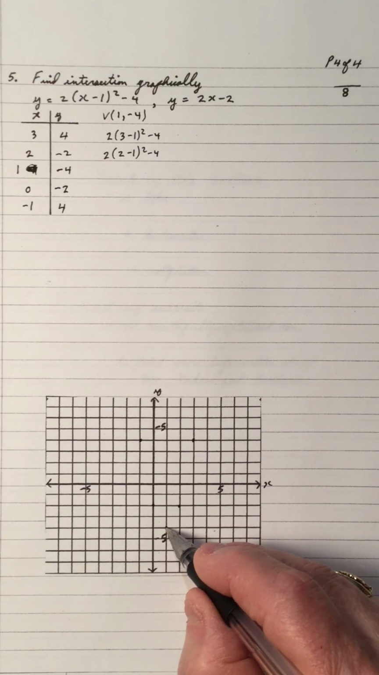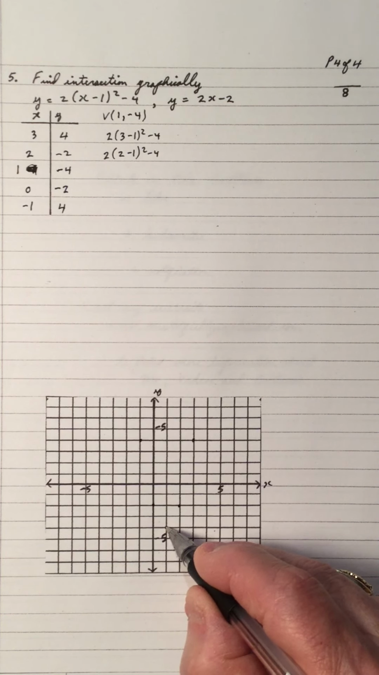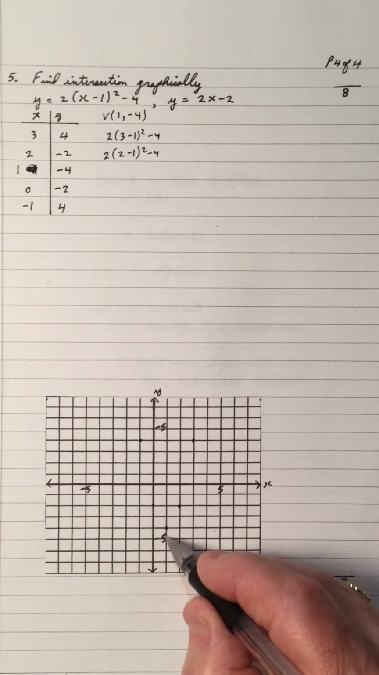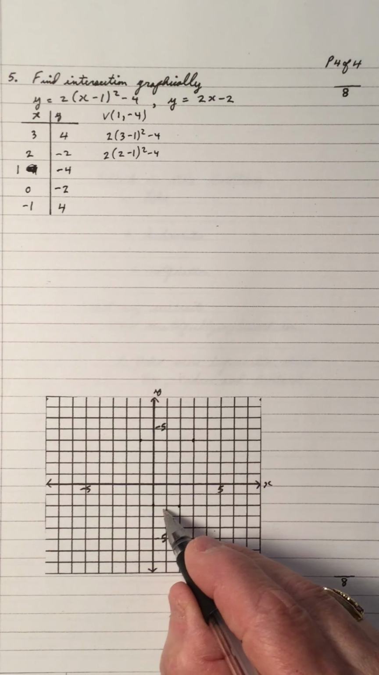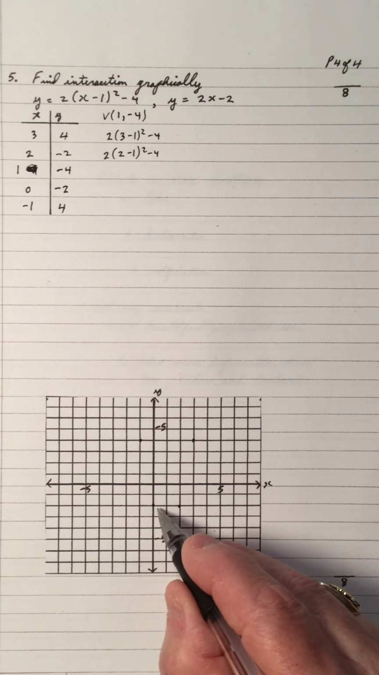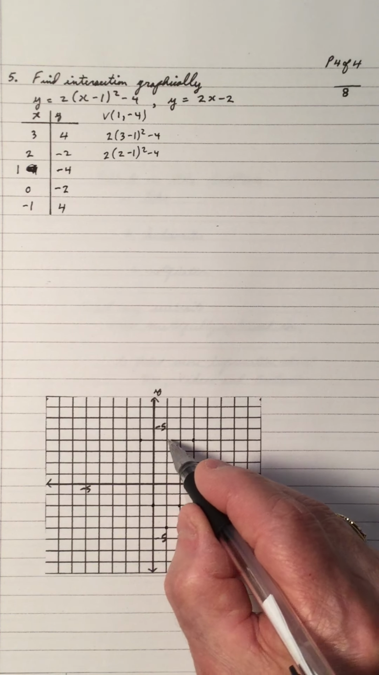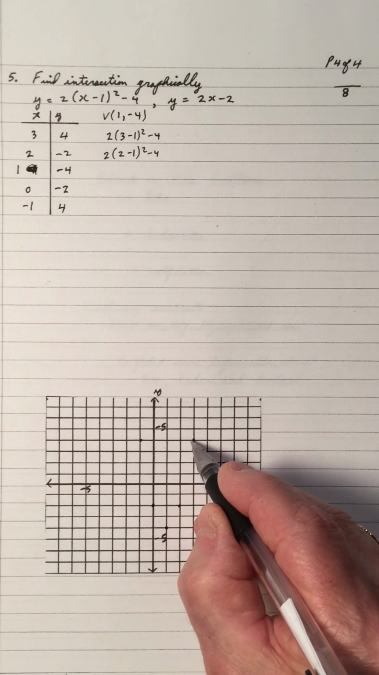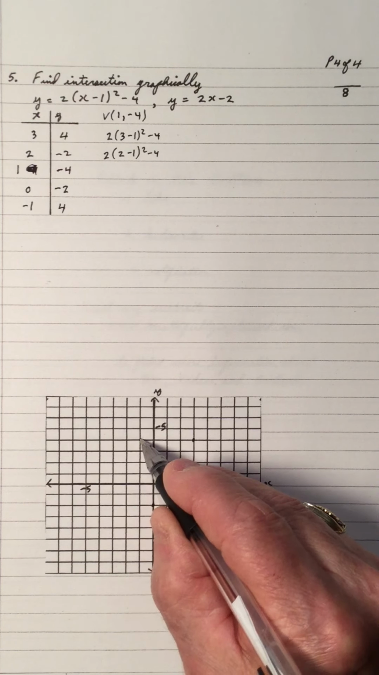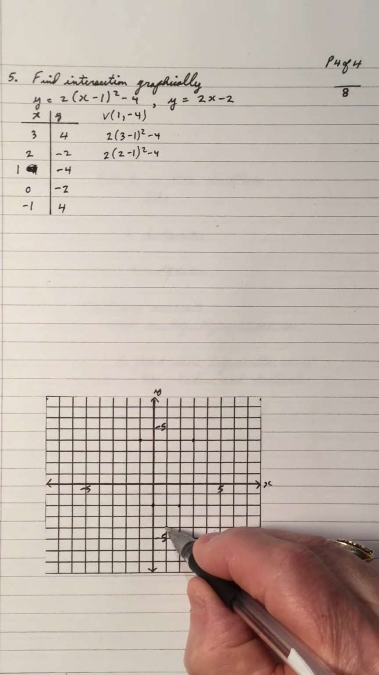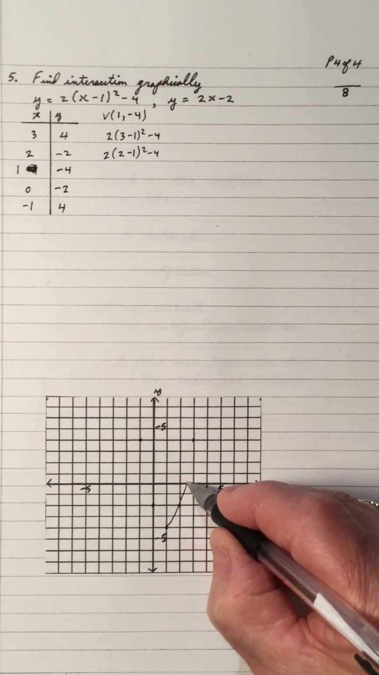So notice we have the axis, vertex is here. This is the axis of symmetry through the middle. So when we move 1 unit to the right, 1 unit to the left, we have the same y values. Here's the axis of symmetry. When we move 2 units to the right, 2 units to the left, we have the same y values. So this is the parabola.